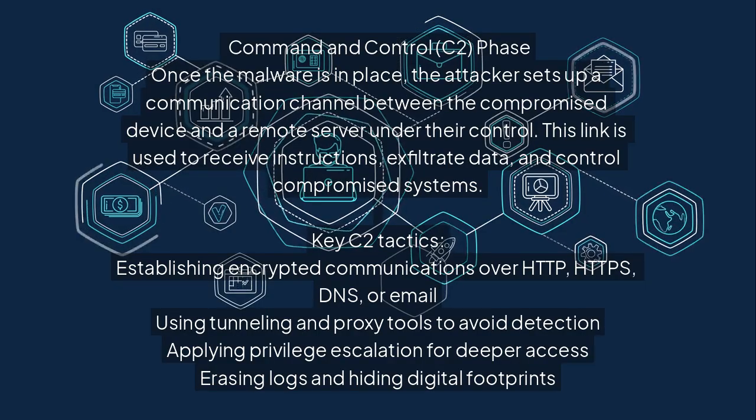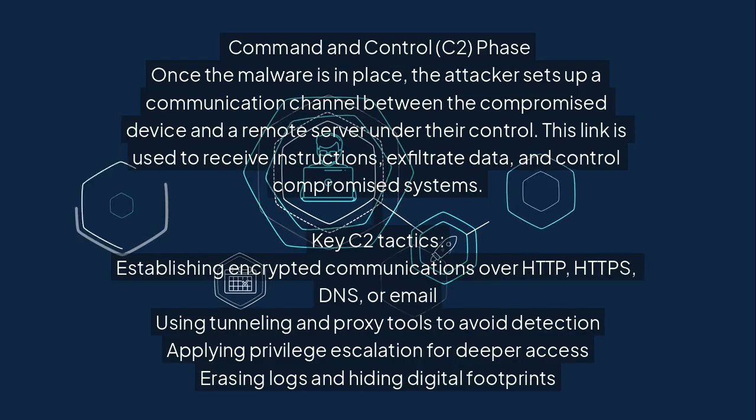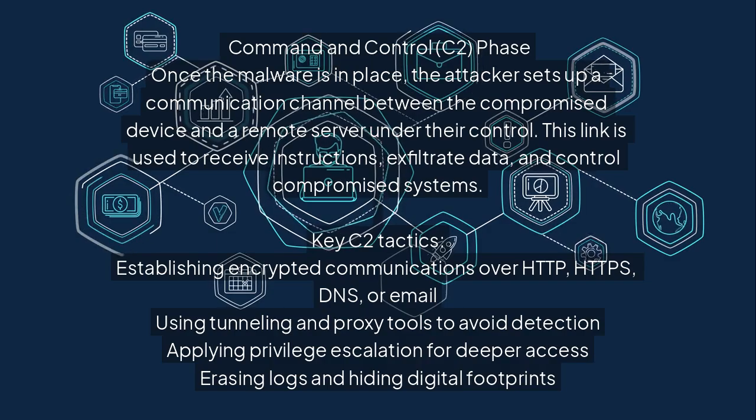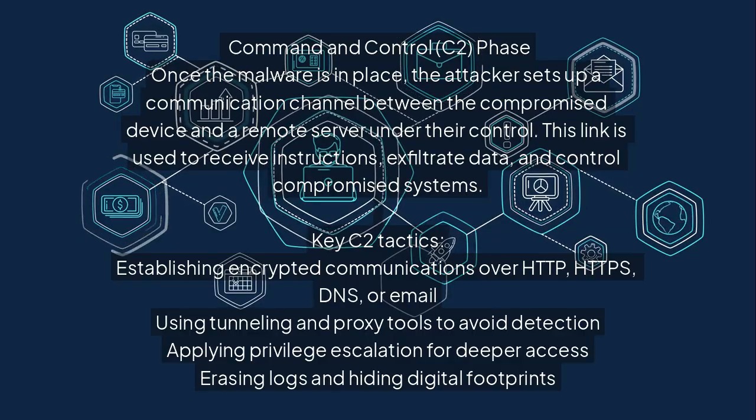Key C2 tactics. Establishing encrypted communications over HTTP, HTTPS, DNS, or email using tunneling and proxy tools to avoid detection. Applying privilege escalation for deeper access. Erasing logs and hiding digital footprints.